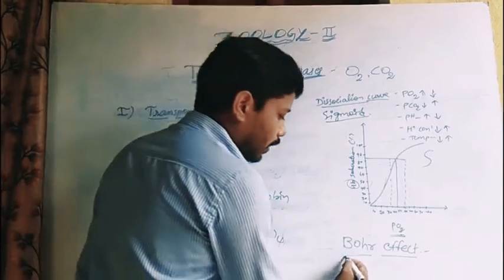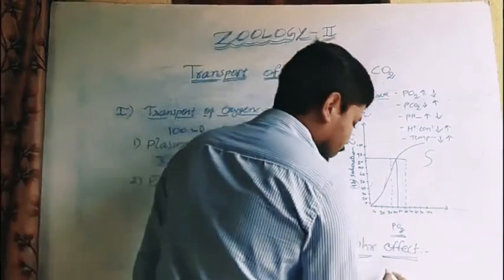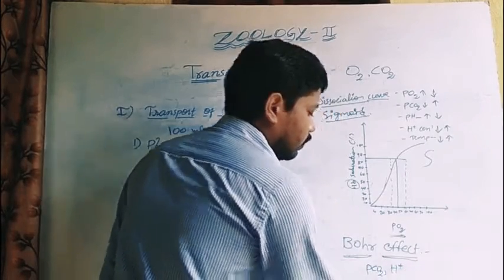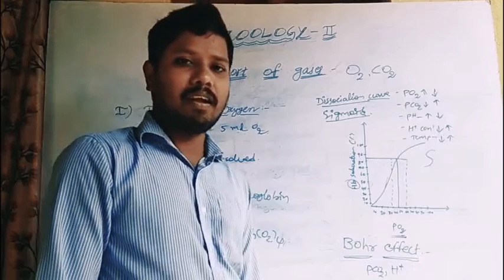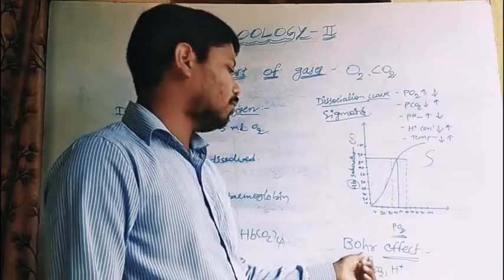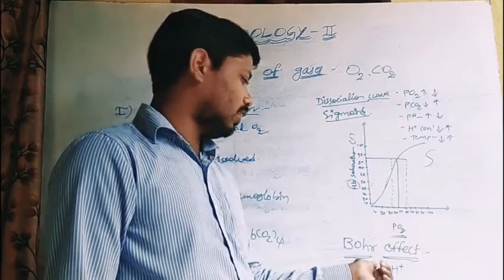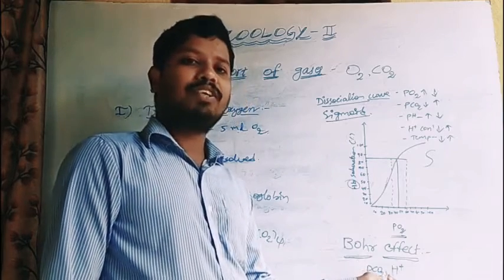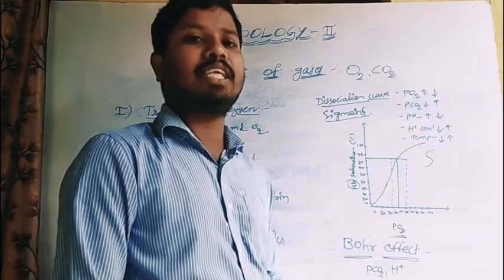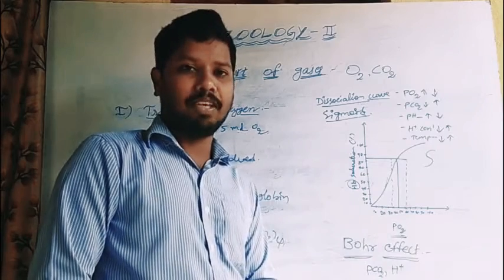Next, the Bohr effect. The effect of partial pressure of carbon dioxide and hydrogen ion concentration on the oxygen affinity of hemoglobin is called the Bohr effect. It is also called the Hamburger effect.